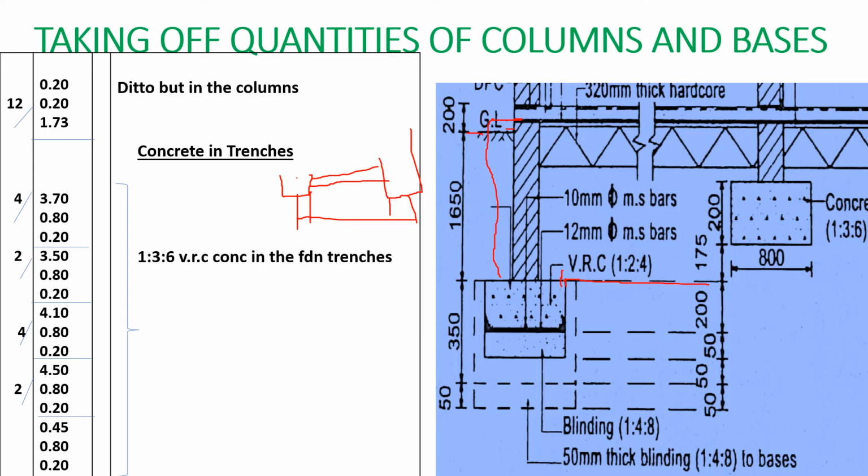the depth is 200. So 3.70 by 0.80 by 0.20 by 4, 3.50 by 0.8 by 0.2 by 2, 4.10 by 0.8 by 0.2 by 4, 4.50 by 0.8 by 0.2 by 2, and then we have the last one, 4.5 by 4.5 by 0.8 by 0.2, and then we say 1:3 VRC concrete in the foundation trenches.